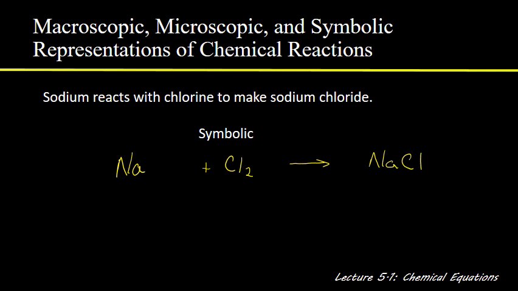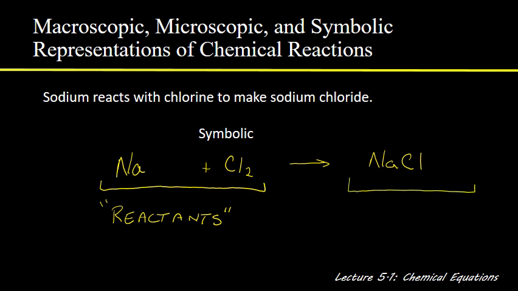These on the left, the sodium and the chlorine, the things that are reacting, are called the reactants in the chemical reaction. The things that are being produced, in this case it's just one, but it could be multiple things, are called the products of the chemical reaction. So we write our chemical equations with the reactants on the left, the products on the right, and this arrow in the middle means basically that the reactants are being converted into the products.